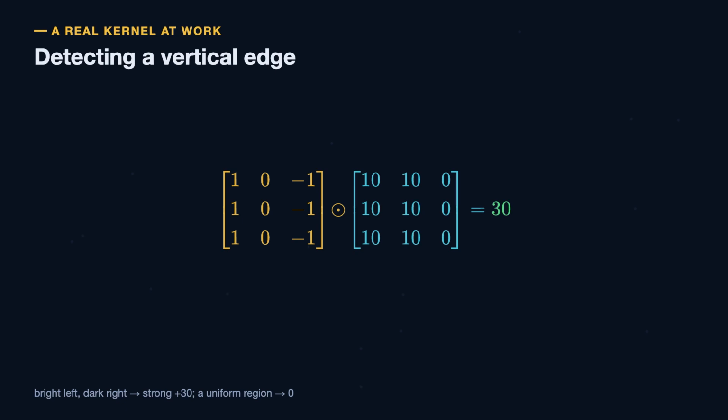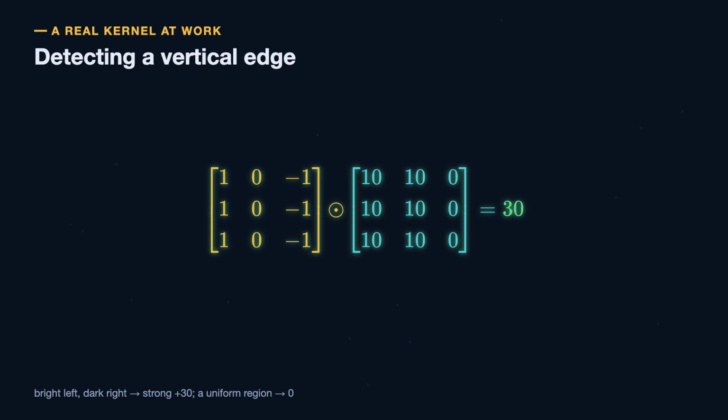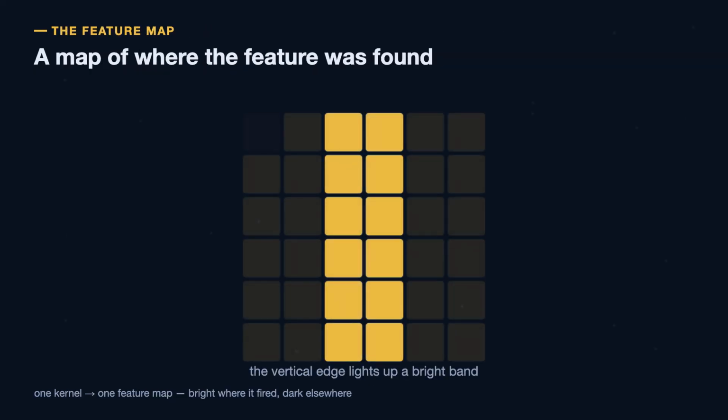Watch a real kernel at work. This one has positive weights on the left and negative weights on the right. Slide it over a patch that is bright on the left and dark on the right. The weighted sum comes out to 30, a strong positive response. Slide it over a flat, uniform region and it sums to 0. This kernel detects vertical edges.